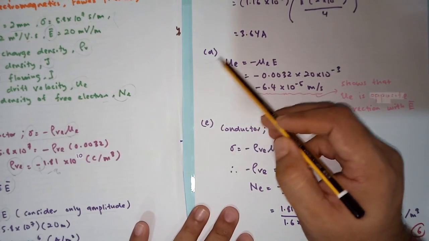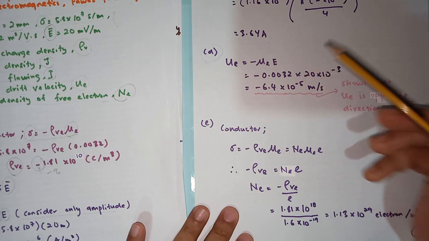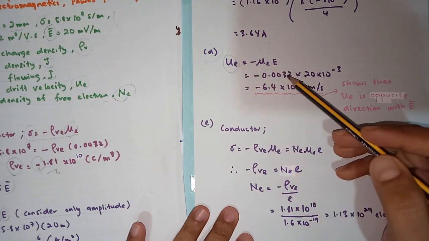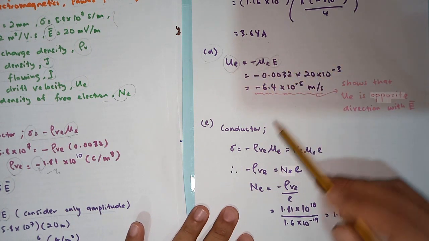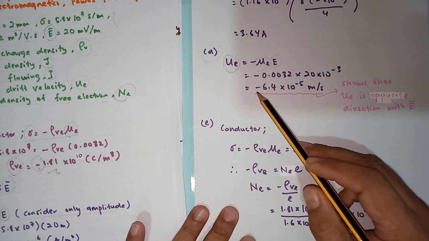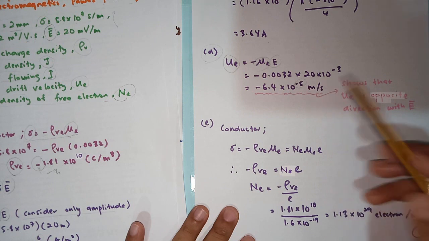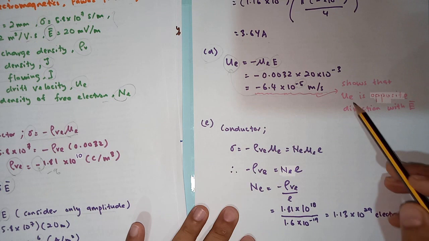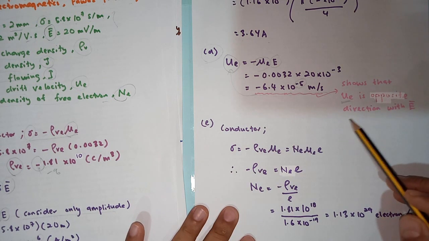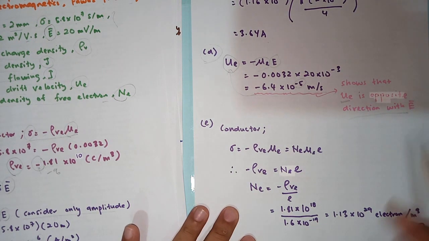And for question D, the question asks us to find the electron drift velocity, which is u_e. So u_e is equal to minus mu_e multiplied by E. Then we have the answer equal to minus 6.4 times 10 power of minus 5 meter per second. The negative value for the velocity means the direction of the velocity is opposite to the direction of the vector of electric field intensity.